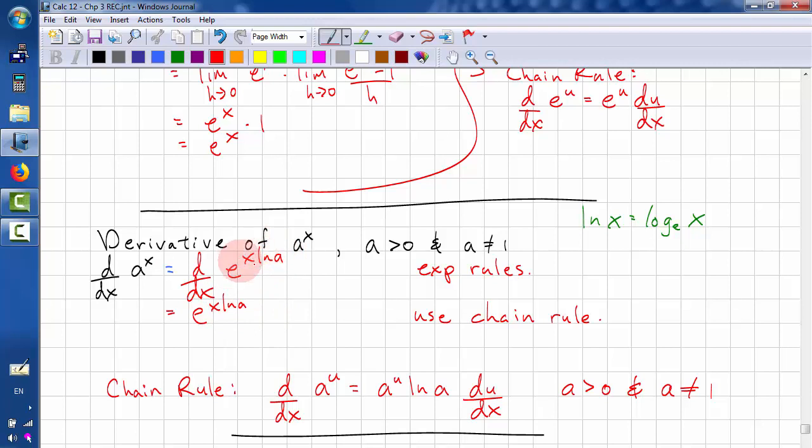And now we need the derivative of the exponent, d dx of x ln a. So this is just a constant times x. So we can put this back in the original form. This is a to the x, and then this is just going to be ln a. So d dx of a to the x is a to the x ln a. And again, if you use the chain rule, we have d dx of a to the u, so we have a to the u ln a, and then we have to use du dx as the chain rule.